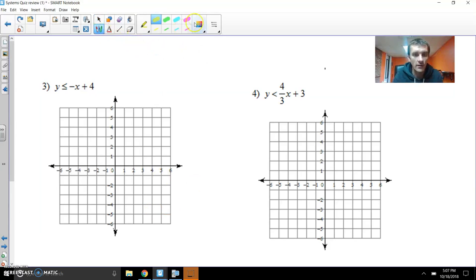So I'm going to start by looking at the y-intercept, and that is 4. Now the idea is that when you plug in 0, 0 plus 4 is 4, so the very first point is here at 4. So let me get the pen going.